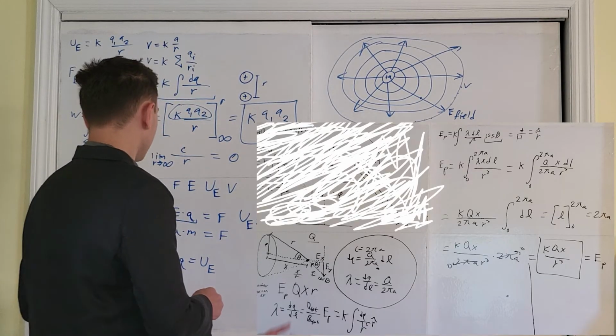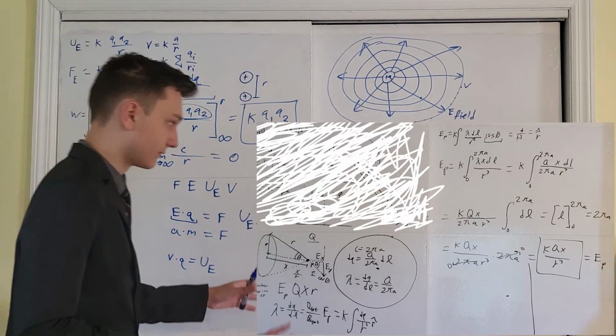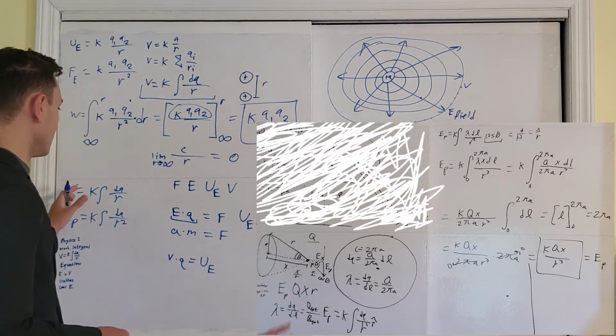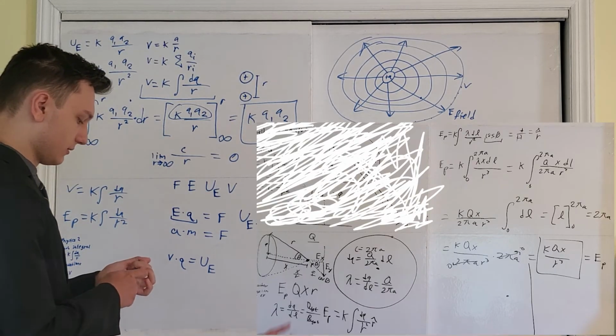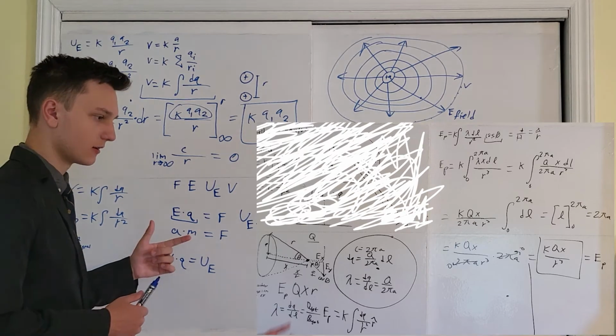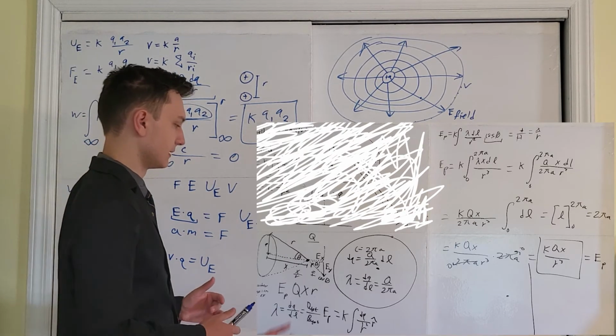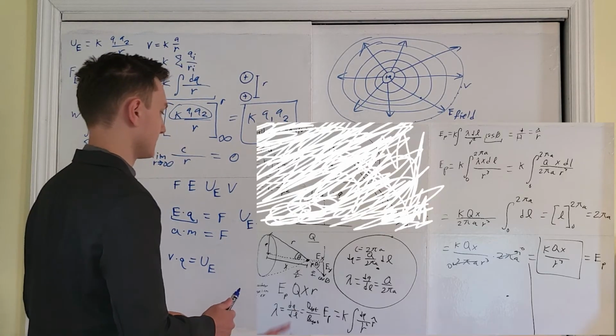Anyway, the same exact process that you used for electric field can be used to determine electric potential, okay? The only difference here being that electric potential is a scalar, so you won't have vector components canceling out, as we did in the previous analysis.